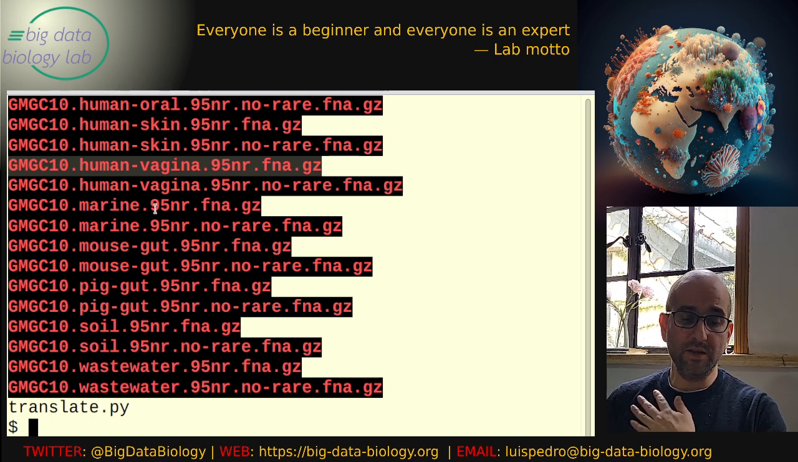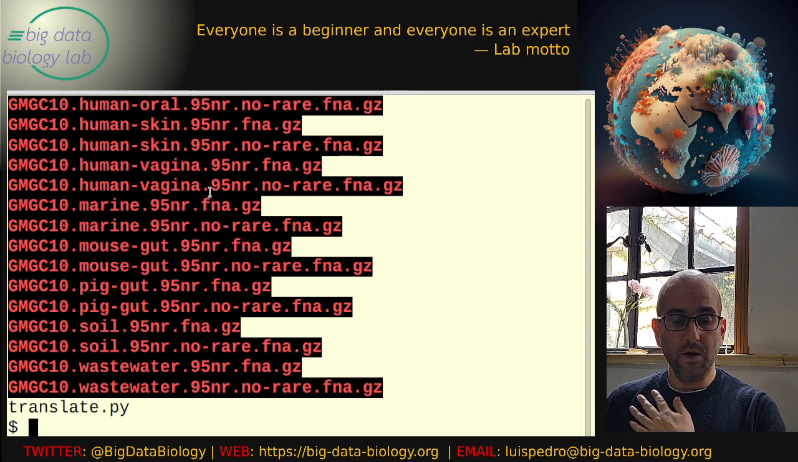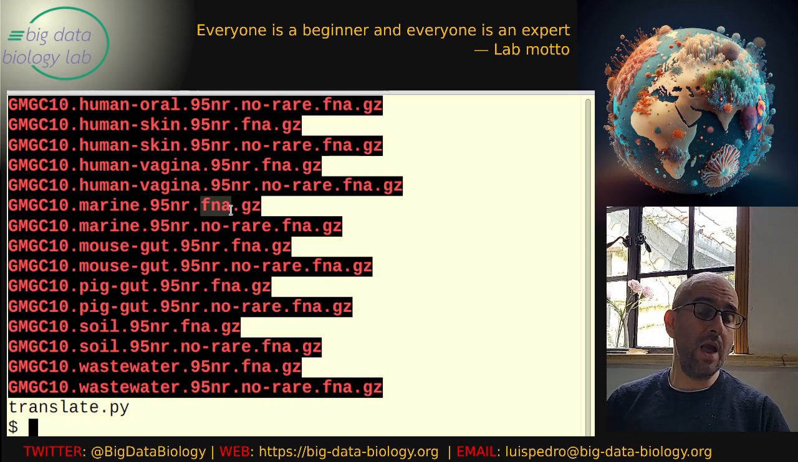And then, 95 non-redundant. There are two variations here, the full one and the one with no rare, meaning it does not include any rare genes. Often the rare genes, as the name says, are rare. So if you don't want to deal with such large files, sometimes the non-rare are a convenient way to do it. But as you can see, all of these are FNA, which is a convention we use to denote that these are nucleotide versions. And this is the important thing.